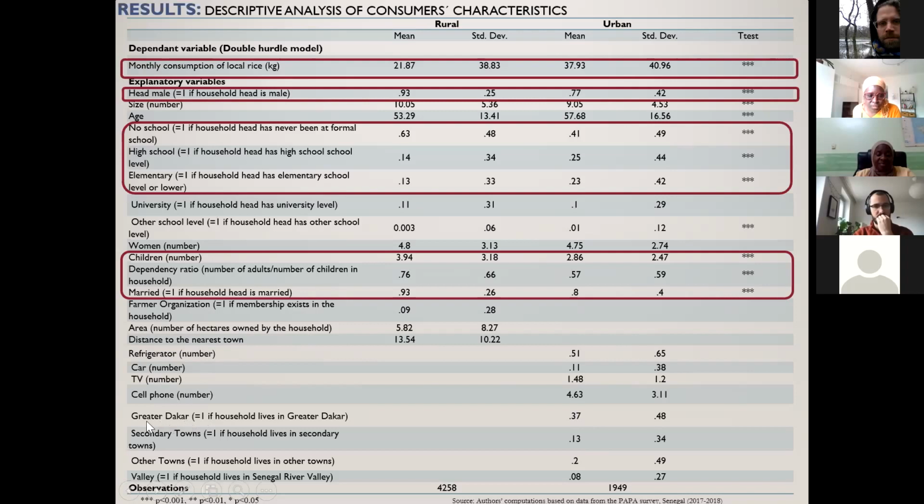So here again, these are our Greater Dakar, secondary towns, other towns, and valley. These are our strata for the urban areas. In Greater Dakar, we have the capital city of Senegal and also the cities in the suburbs. In the secondary towns, we have the towns that are not far from the capital region and that are big urban cities as well. And other towns are all the towns that are not in these two groups. And valley is the households that live in the valley, which is the main rice producing area. But this is just for urban households. We are not including this area in rural households.